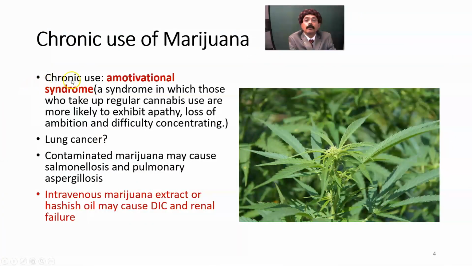Chronic use leads to amotivational syndrome. What is amotivational syndrome? A syndrome in which those who take up regular cannabis use are more likely to exhibit apathy, loss of ambition, and difficulty concentrating.